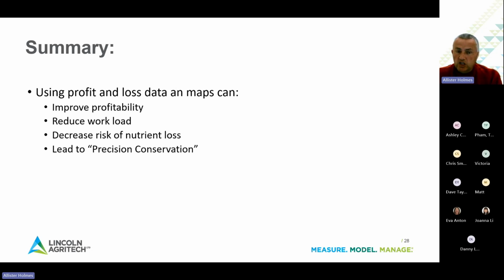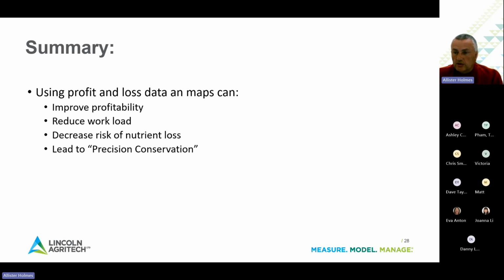And it can lead to this precision conservation idea, where you're using the data, the precision information that you've got, to start tailoring areas of the paddock that you are going to conserve effectively. You're not going to put the same inputs in.